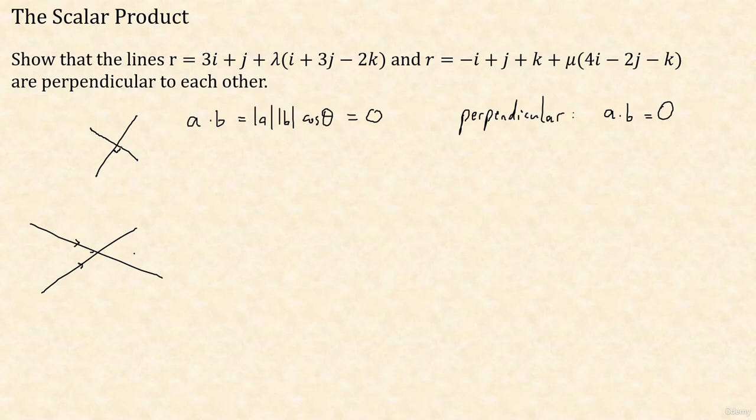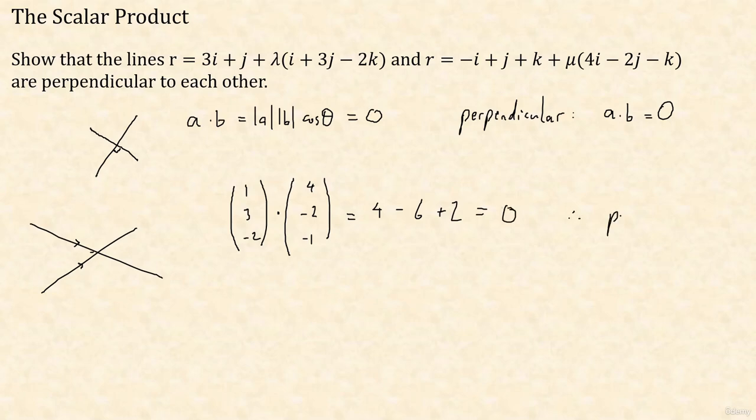So all I need to do is look at the dot product of 1, 3, minus 2. That's the direction here, and dot that with my direction on the other one, which is 4, minus 2, minus 1. And what I get is 1 times 4 is 4, 3 times negative 2 is negative 6, and negative 2 times negative 1 is 2. And that's 0. Therefore, they are indeed perpendicular to each other. So showing that two lines are perpendicular is very easy. We just show that the dot product is 0.